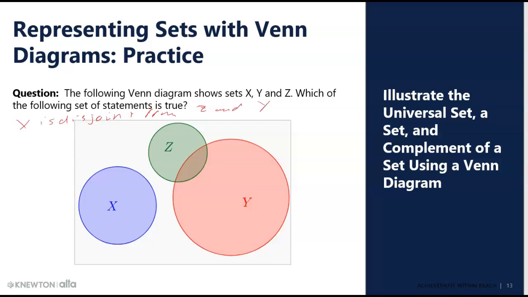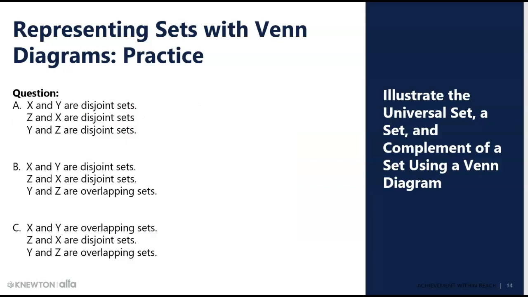Z and Y are not disjoint. They have an overlap here, so they have some piece in common. The sets don't need to be discrete pieces. This is just showing you the shaded area. This whole shaded area is set Z. This whole shaded area on the paper is set Y, and they have some area in common, so they have this intersection. Let's see what our answer choices are here. So we notice X is by itself, Z and Y have some overlap.